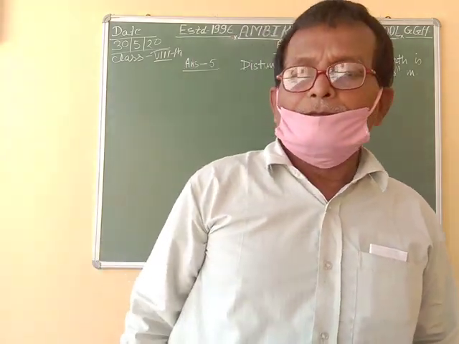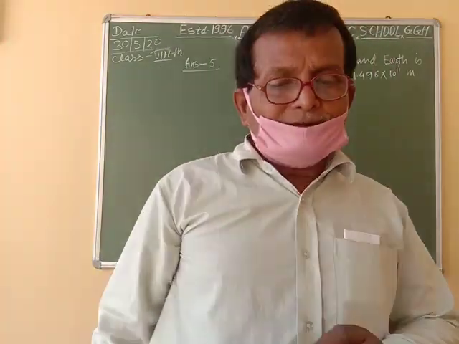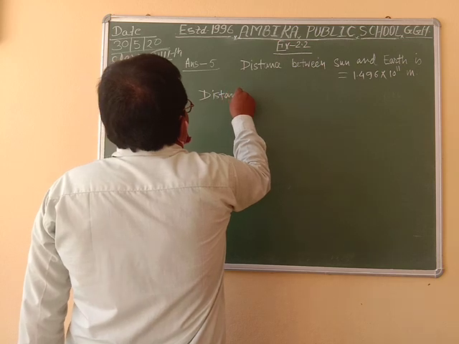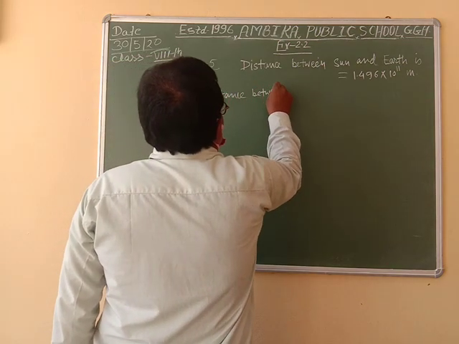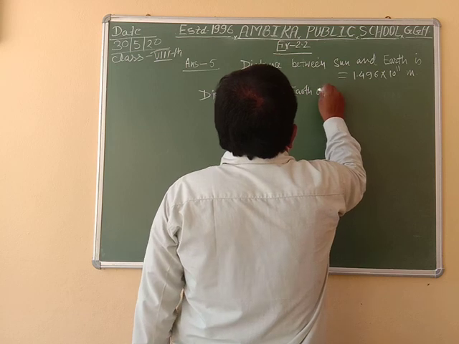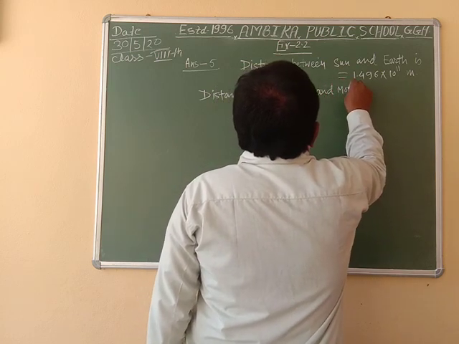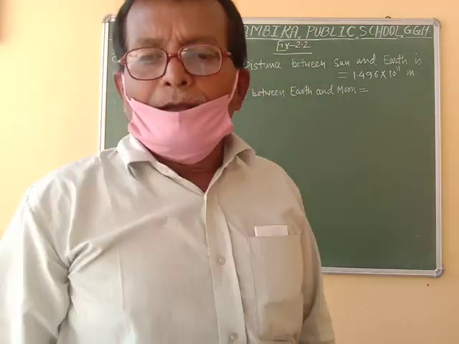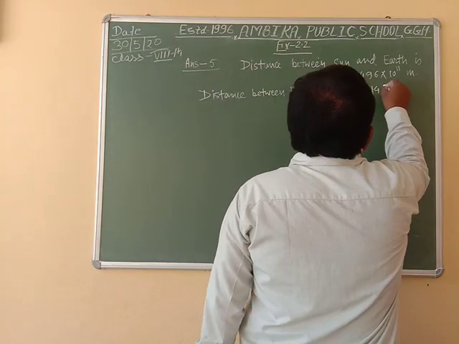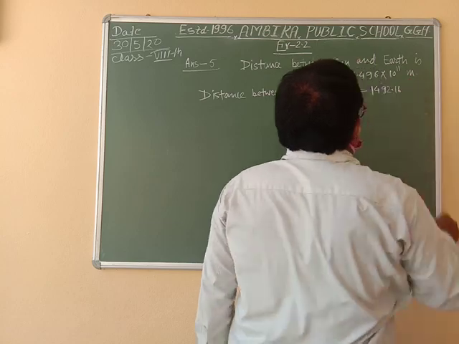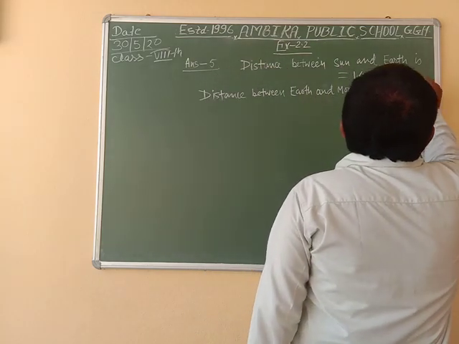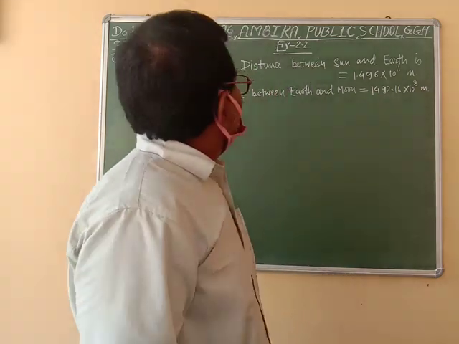And the distance between Earth and Moon is given as 1492.16 into 10 to the power 8 meter. We are given the distance between Earth and Moon.